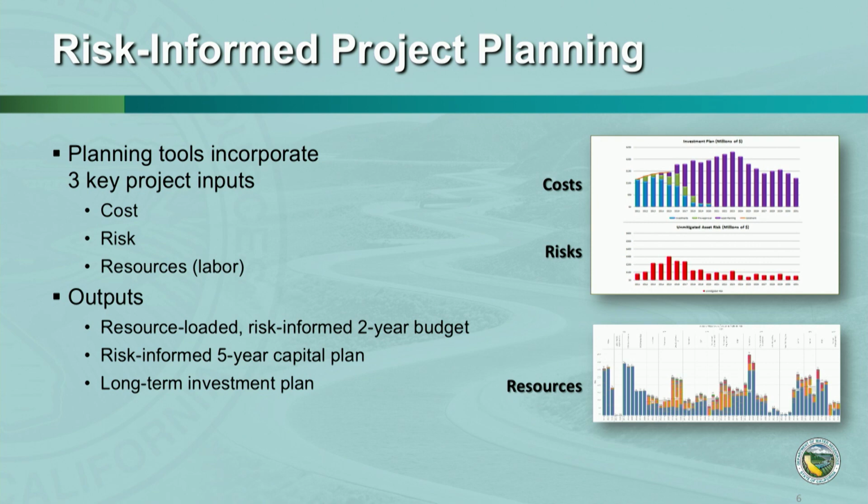Outputs of these planning processes are a fully resource-loaded, risk-informed 2-year budget that we operate off of and update every year, as well as a risk-informed 5-year capital plan for these large capital programs that O&M manages. And when I say risk-informed, not every project is fully resource-loaded, so it's not fully optimized out to 5 years, but it gives a very clear picture of the types of major projects that we have down the road.